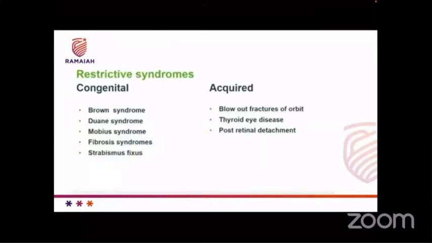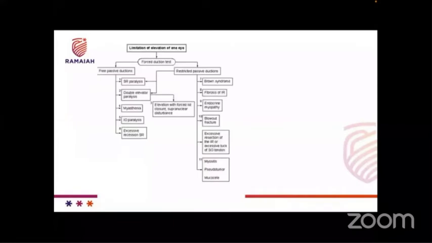So what are the restrictive syndromes? You can have congenital as well as acquired. There are a plethora of syndromes, but we've just listed a few. Congenital, you have Brown's, Duane's, Mobius, fibrosis syndrome, strabismus fixus, whereas in acquired, you have blowout fractures of the orbit, thyroid eye disease, and post-retinal detachment. So let's look at it in this way.